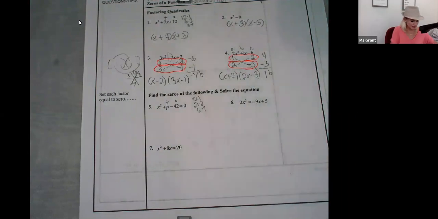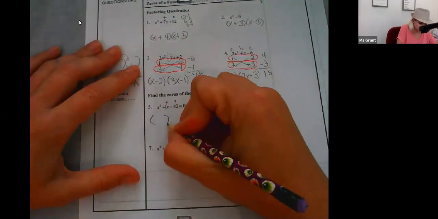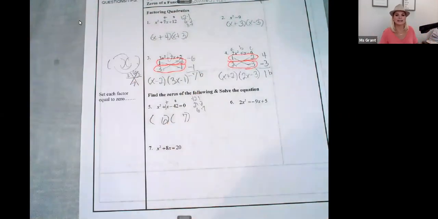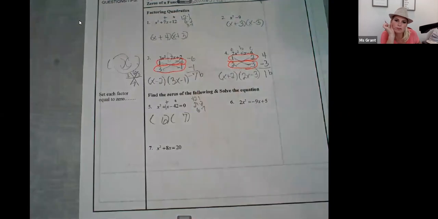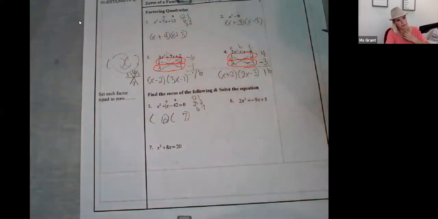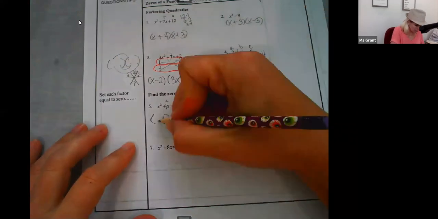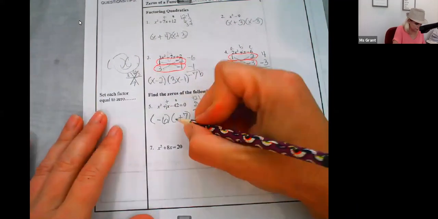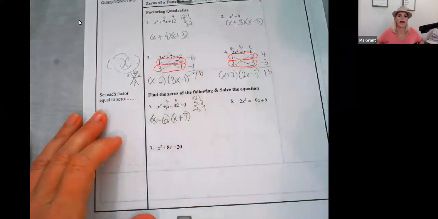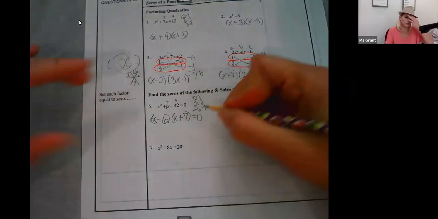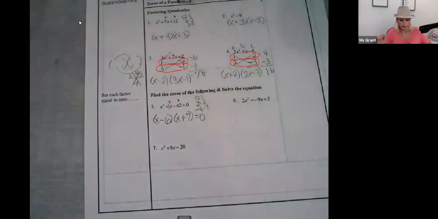I hope you said 6 and 7. But the signs, I want a positive 1. Well, if I add a positive 7 and a negative 6, yeah. Now set it equal to 0 though. And here we go.